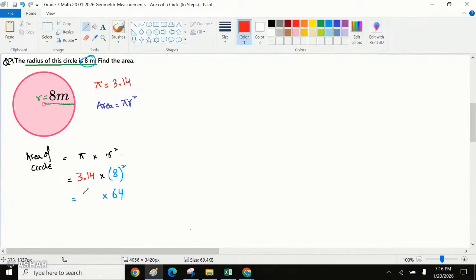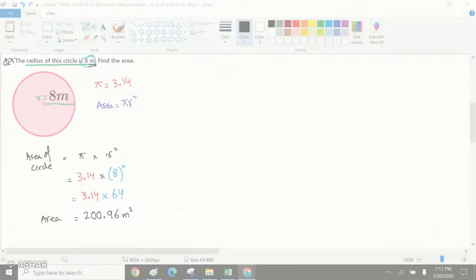Right? And we multiply it by the value of pi. So 3.14 multiplied by 64 comes out to be 200.96. The unit was meters, meter squared, and this is the area of this given circle. Okay, so we are looking at different scenarios where if the radius is given, we directly put the value of the radius into the formula. But if the diameter is given, we just need to convert the diameter into the radius and then we substitute the value. Okay, let's try another question with a different set of values.